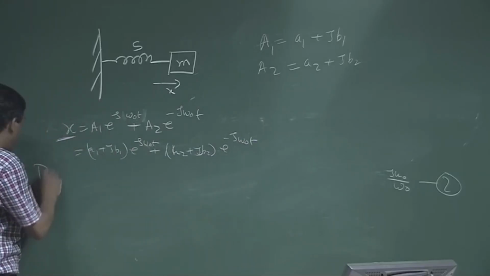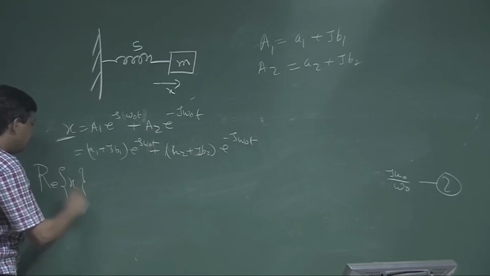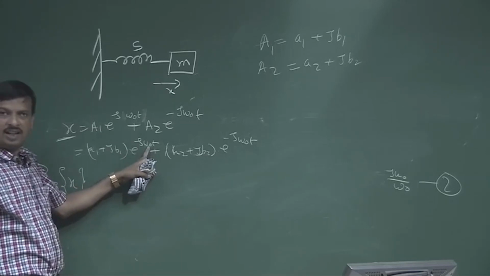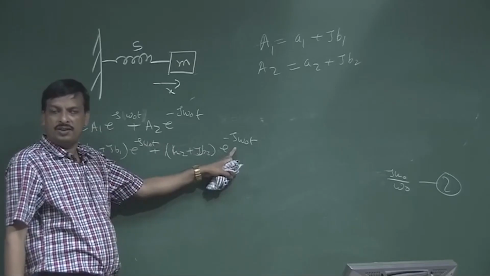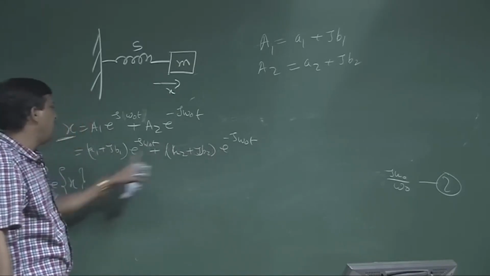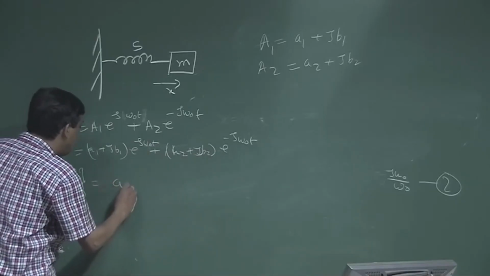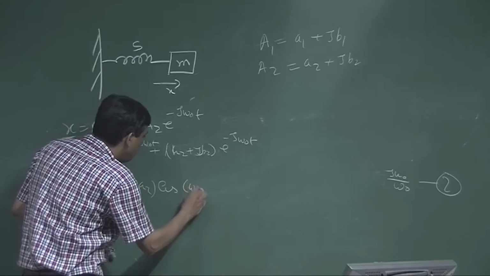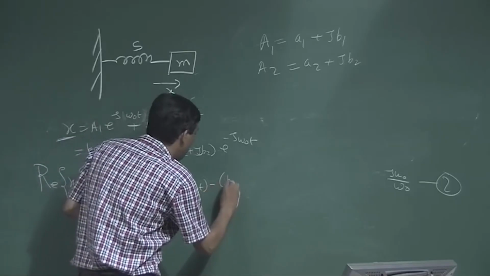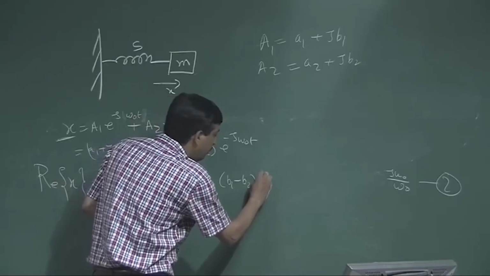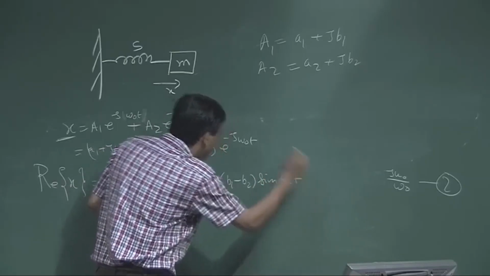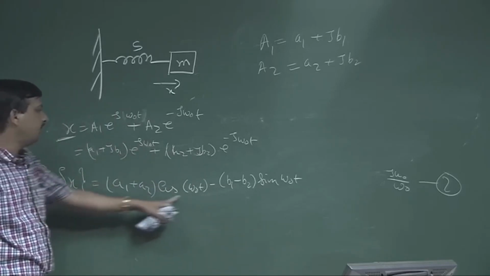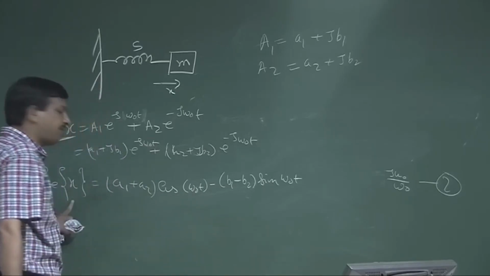Now I want to find out the real part of x. How do you get it? e to the power j theta is cos theta plus j sin theta, and e to the power minus j theta is cos theta minus j sin theta. If I put those and multiply, I will get (a1 plus a2) into cos omega 0 t minus (b1 minus b2) into sin omega 0 t. If I expand that and find out the real part, then you get this.